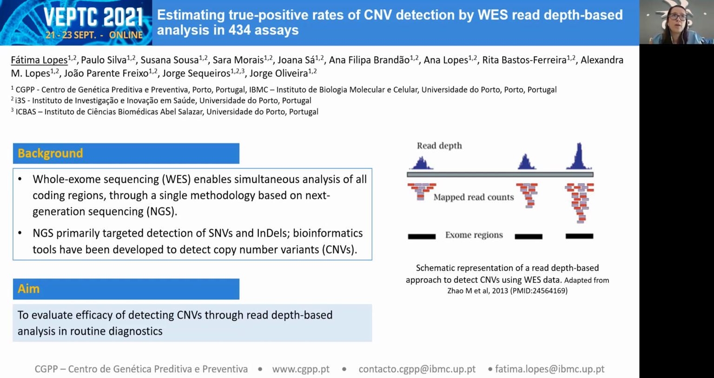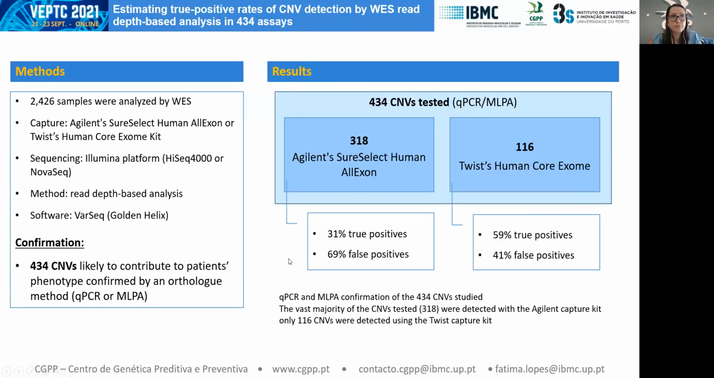From almost 4,500 samples, we selected 434 CNVs that we consider likely to contribute to the patient's phenotype. All of these CNVs were confirmed by an orthogonal method that was either a qPCR or an MLPA. All of our samples were sequenced in an Illumina platform, but we did use two different capture kits. We either used the Agilent SureSelect kit or the Twist Human Core. As you can see in this scheme, we have a significantly larger number of samples that were captured using the Agilent kit, almost 3 times more.